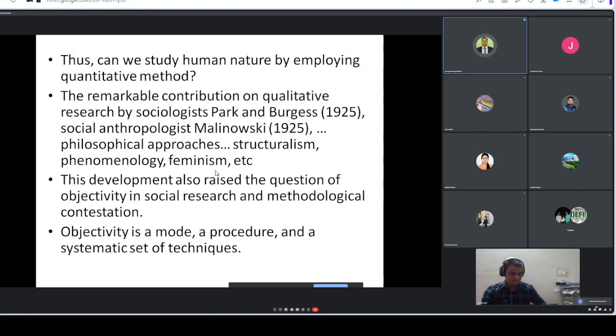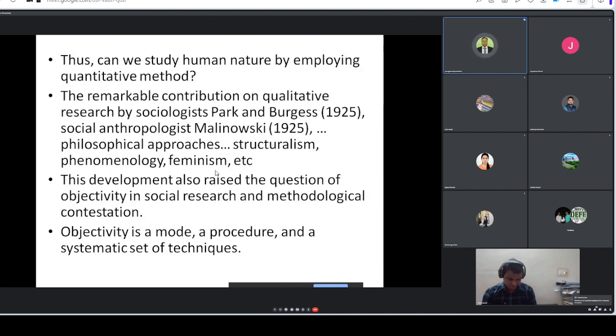In the 60s, 70s and 80s, different approaches like structuralism, phenomenology, then feminism or the feminist approach, so many approaches came up. Because of all these developments, the questions of objectivity in social science research and the methodological contestations have ever increased. As a result, we need to be very, very careful. We need to look very objectively at every stage of our research.